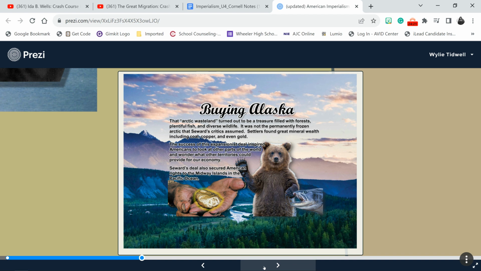Now, he also secured the rights to the Midway Islands in the Pacific Ocean. Take note of that when we get to World War II. The Midway Islands. Anybody ever heard of the Battle of Midway?